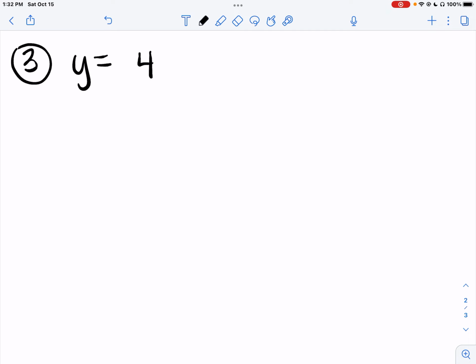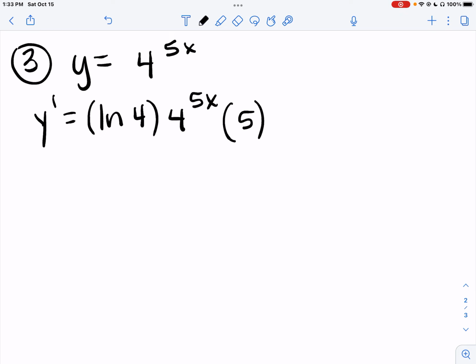A constant raised to an exponent. You take the ln of the base. You rewrite the problem. And you take the derivative of the exponent.